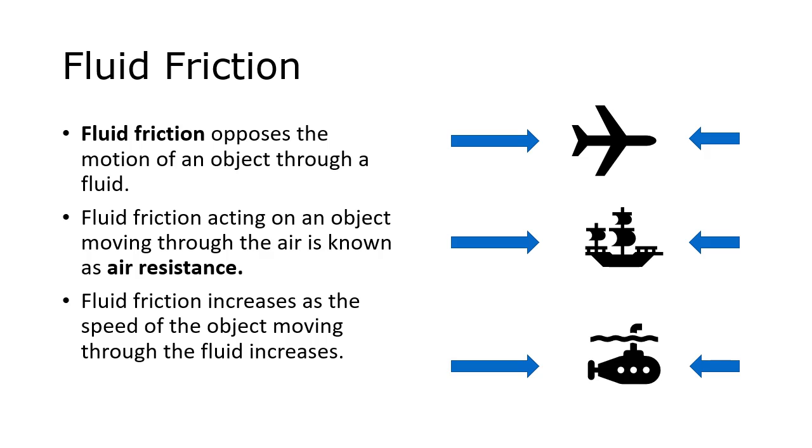Fluid friction opposes the motion of an object through a fluid. Friction, acting on an object moving through the air, is a type of fluid friction known as air resistance. Fluid friction increases as the speed of the object moving through the fluid increases.